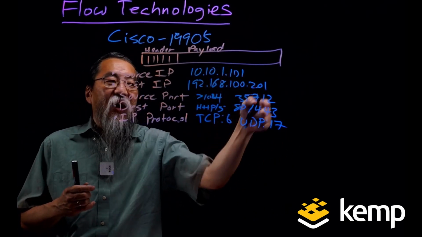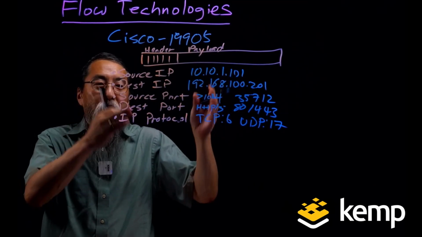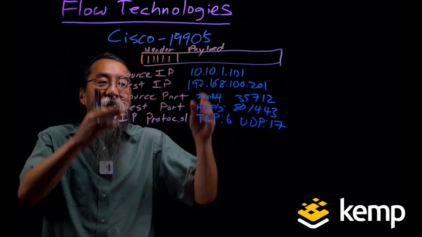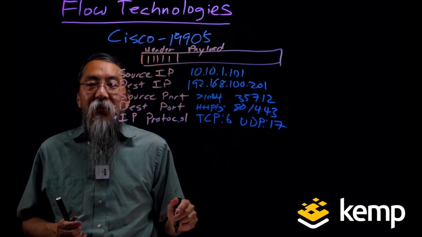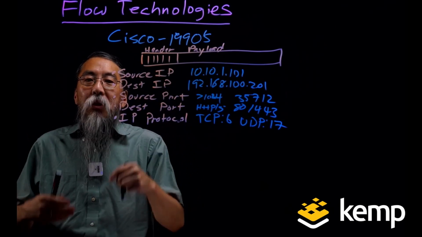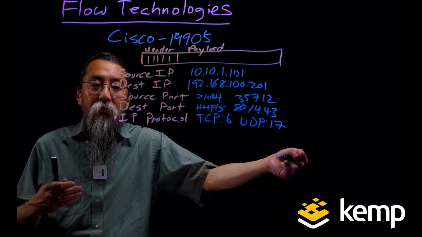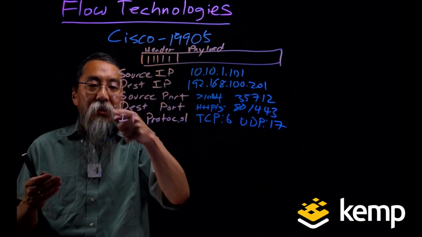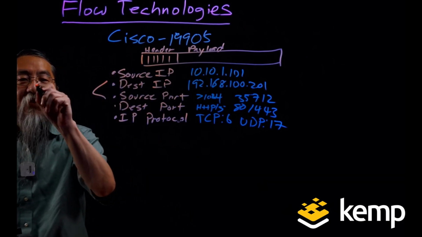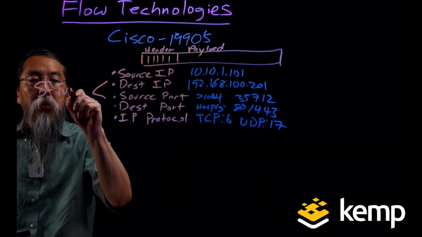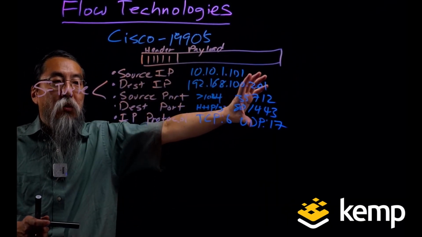So I have these 5 pieces of information, and this 99.999% of the time designates a unique flow. In other words, if I see the same parameters in these 5 fields, it is associated with the same current connection between client and server. So since there are 5 fields, this is what we call a 5-tuple. So we have this 5-tuple for the flow.